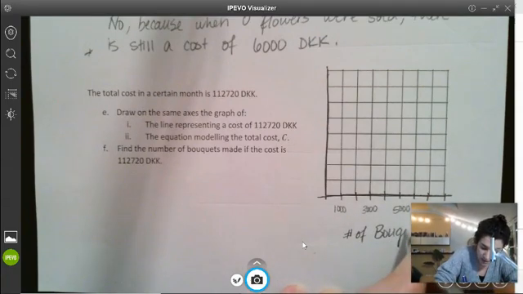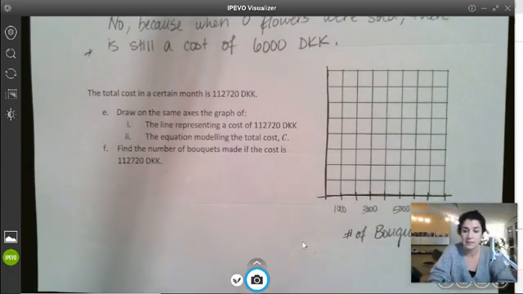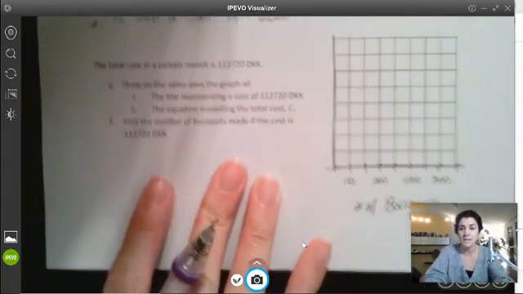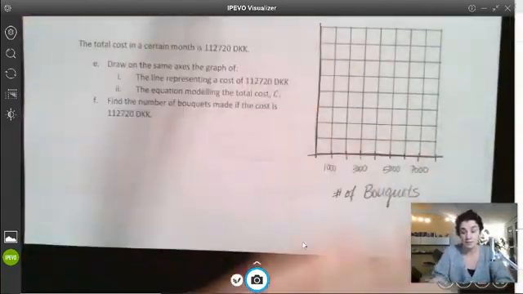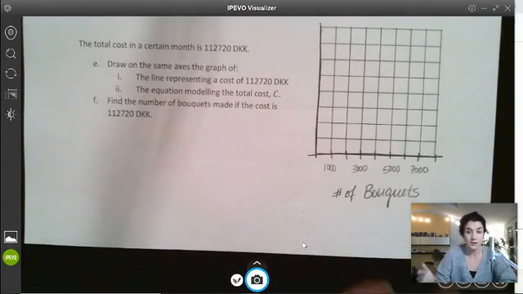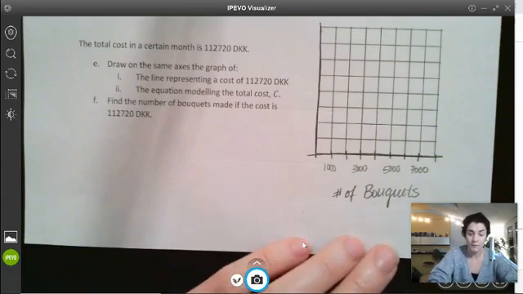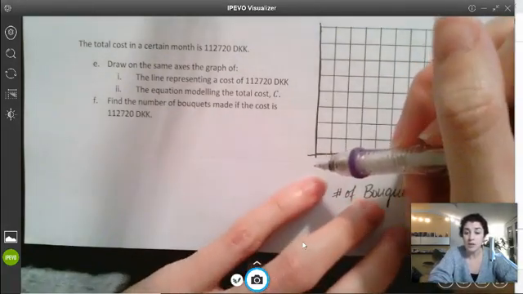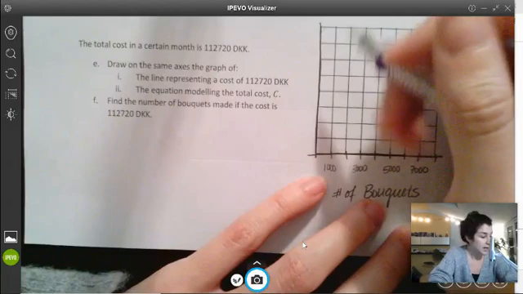Please remember the importance of labeling your axes. I know it might seem a little bit redundant, but the EIB does mark you off if you don't label your axes. So, get in the habit of it now because the EIB will mark you off if you don't. So remember that your scale always needs to be consistent.